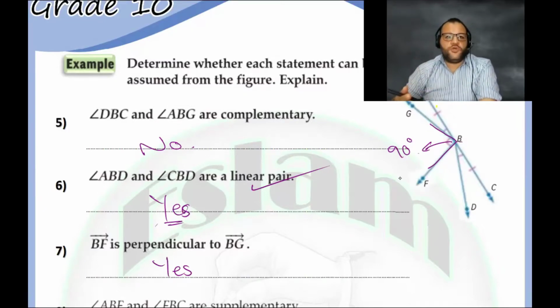And instead of asking you for the definition, there is nothing in math called a definition, but you have to know it. I will not ask you for the exam, give me a definition of the linear pair. I will just give you a question: are the two angles a linear pair or not? Then you have to know what the meaning of linear pair is.